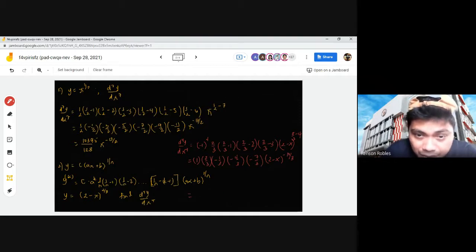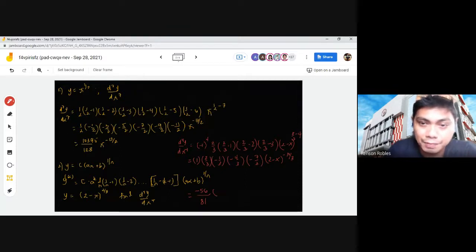In the denominator, you have 3, 3, 3, 3. There are four 3s, so that's 3 to the 4, which is 81. In the numerator, you have 2 times 1, 2 times 4 is 8, times 7 is 56. With the signs, this gives us -56. Then copy (2 minus x) raised to -10/3. Okay, enough of that.